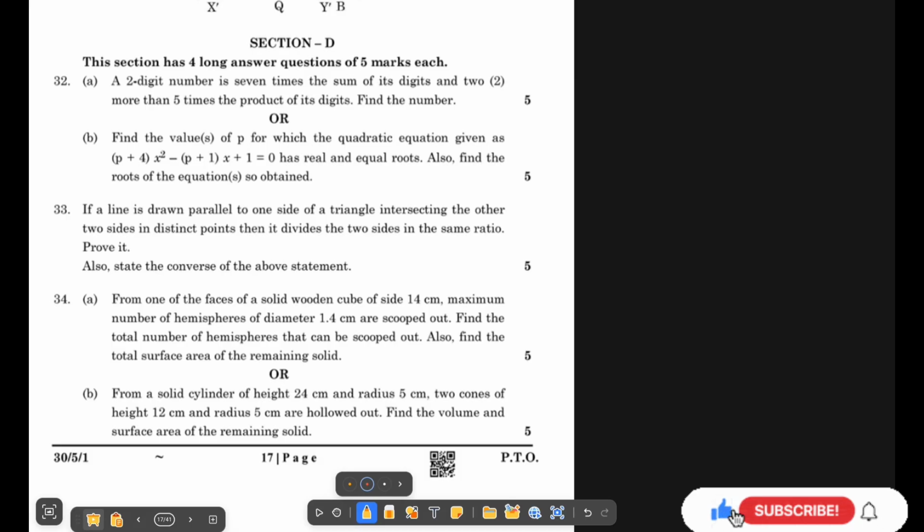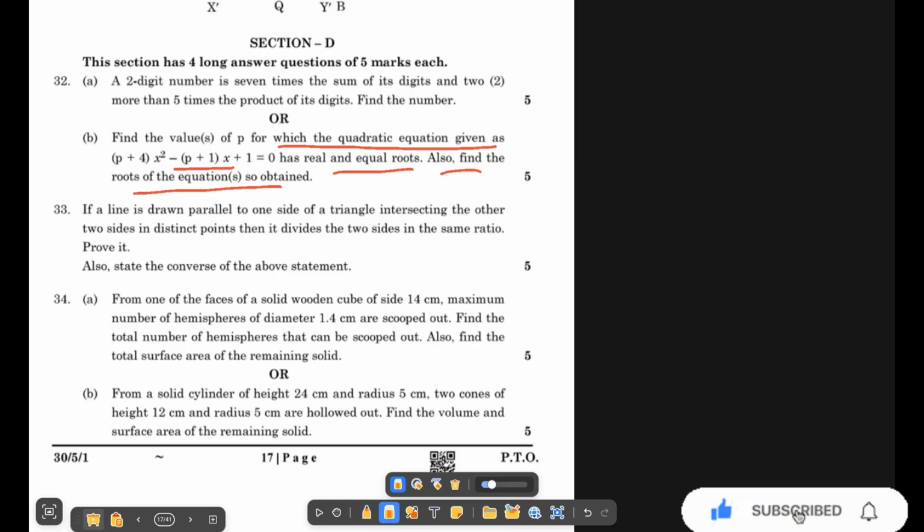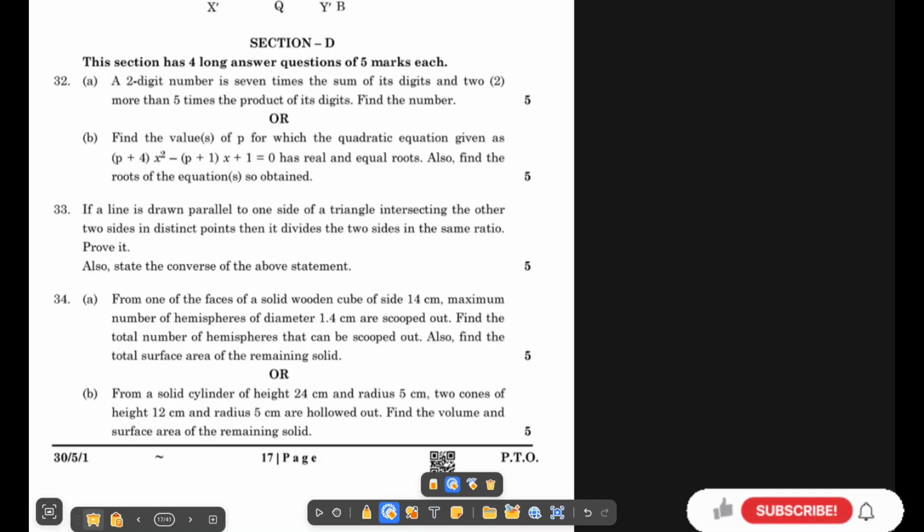Next, 32b question: find the value of p for which the quadratic equation p plus 4 x square minus p plus 1 x plus 1 has real and equal roots. Also find the roots of the equation so obtained. So the given equation has real and equal roots, and we need to find p value first. Then after that we have to find the zeros of the obtained quadratic equation.